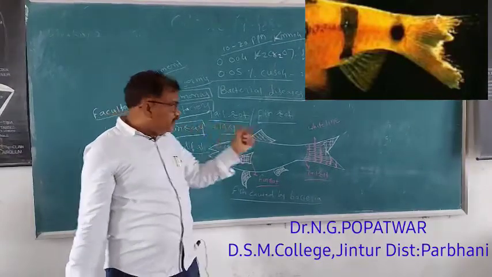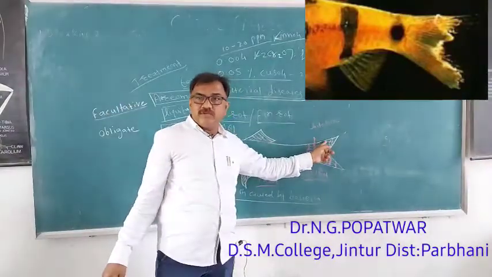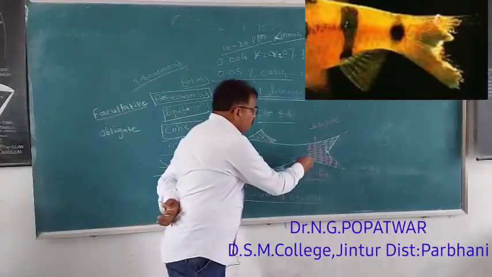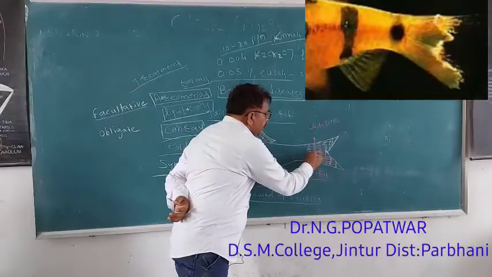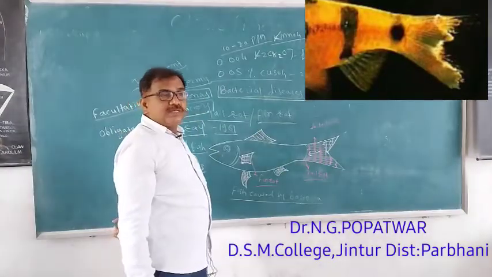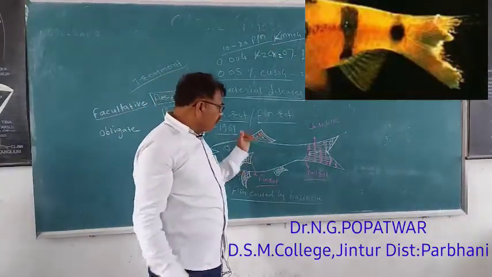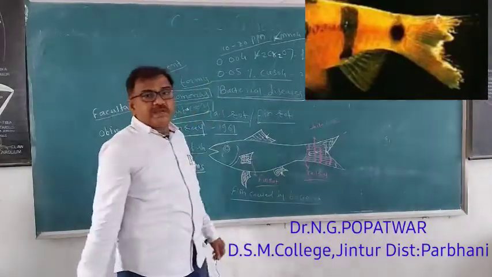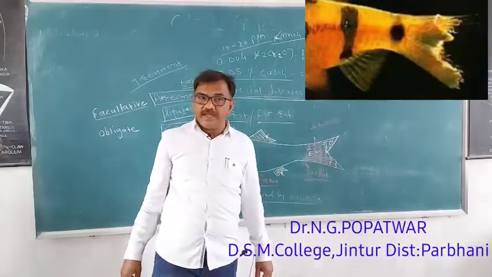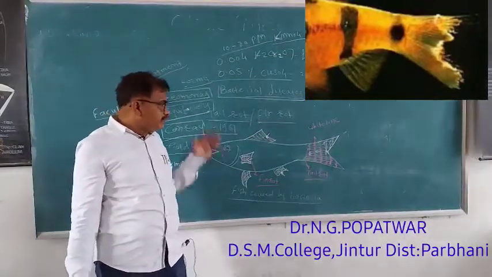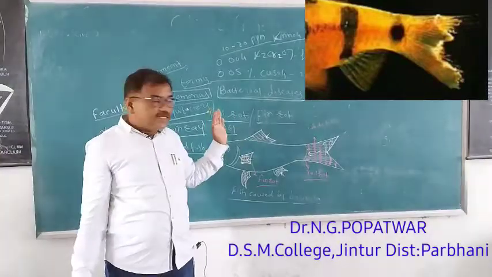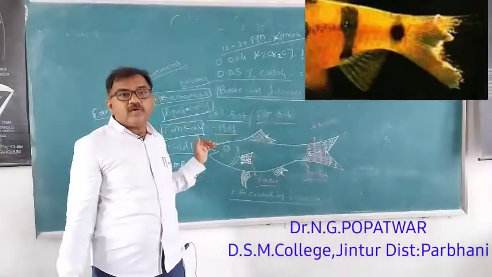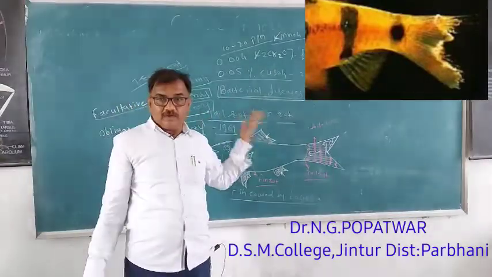Second symptom: this white line on the outer border progressively increases toward the interior side of the fin, spreading constantly from the border inward, and the fin becomes brittle and hemorrhagic. When the fin rays become brittle and hemorrhagic, ultimately these fins are cast off.